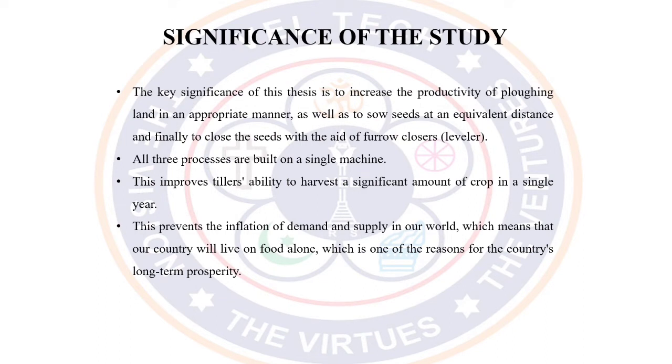Significance of the study. 1. The key significance of this thesis is to increase the productivity of plowing land in an appropriate manner, as well as to sow seeds at an equivalent distance and finally to close the seeds with the aid of furrow closers, leveler. 2. All three processes are built on a single machine. 3. This improves tillers' ability to harvest a significant amount of crop in a single year. 4. This prevents the inflation of demand and supply in our world, which means that our country will live on food alone, which is one of the reasons for the country's long-term prosperity.